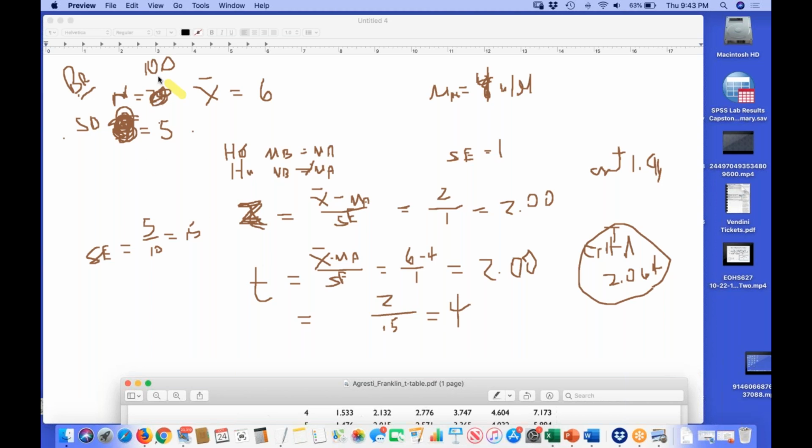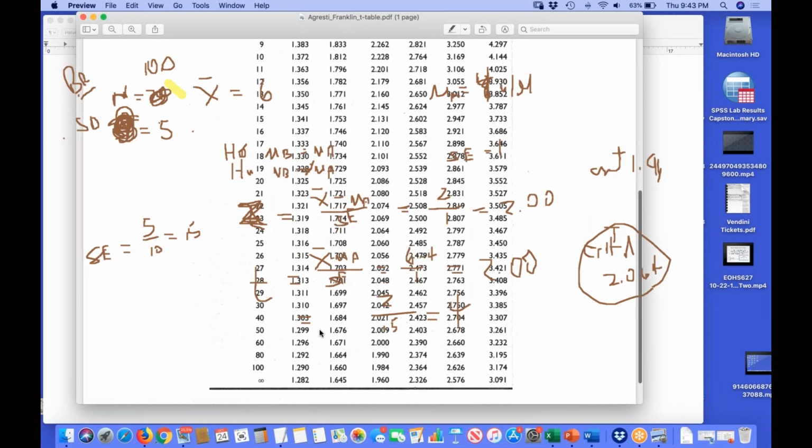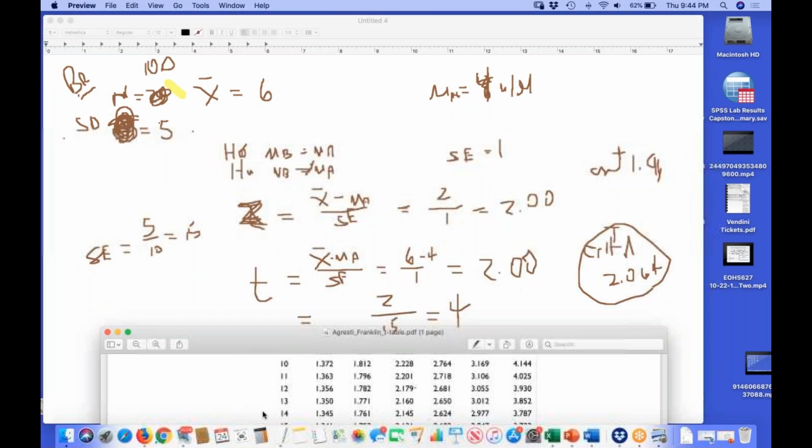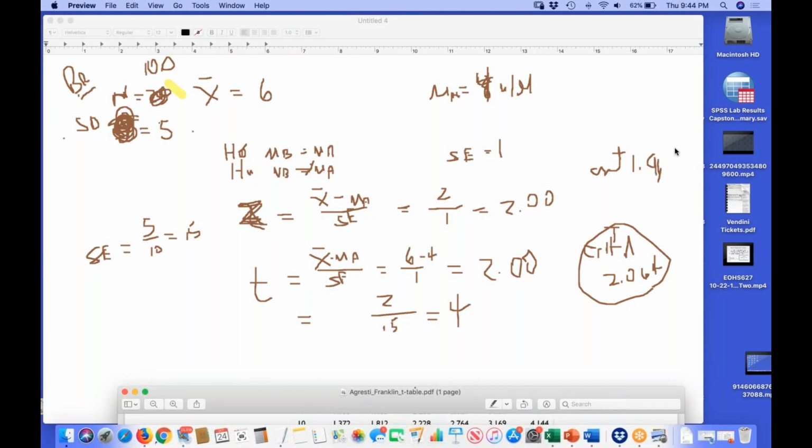The sample size is 100. What's my critical value for a sample size of 100? I'm going to pull this up. And that's a big sample, right? So we know it's going to be 1.984. So our critical value is 1.984. And what is our actual value of t?